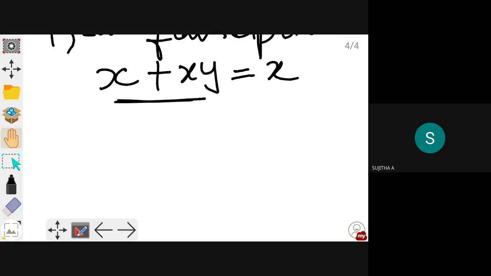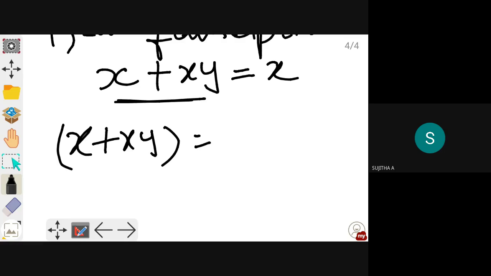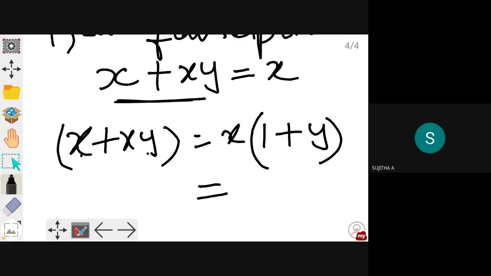that is x plus xy. How can you write it using the distributive law? Not the distributive law, you can take x common outside. So x plus xy can be written as x, taking it outside, x into 1 plus y. So what is 1 plus y? 1 plus y is 1. So you get the value as x.